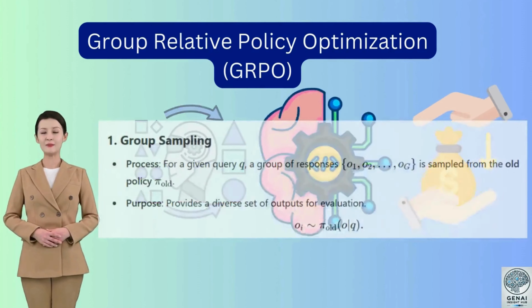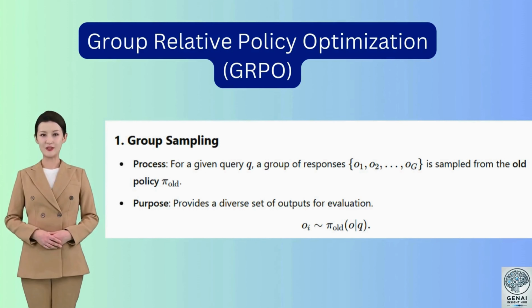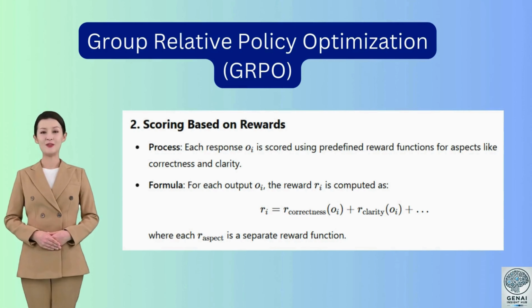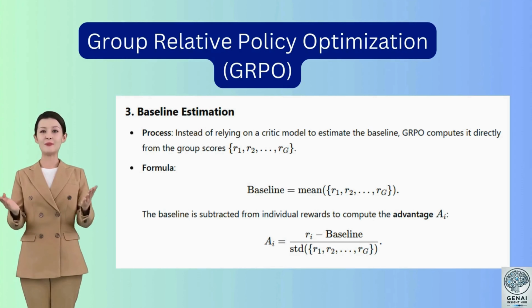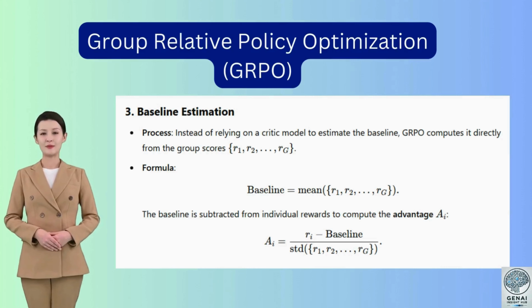Group sampling. For a given query, a group of responses is sampled from an older version of the model's policy. These responses are scored based on predefined rewards like correctness and clarity. Baseline estimation. Instead of using a separate critic model, GRPO calculates the baseline for optimization directly from the group scores. This avoids the need for an additional, large model during training.